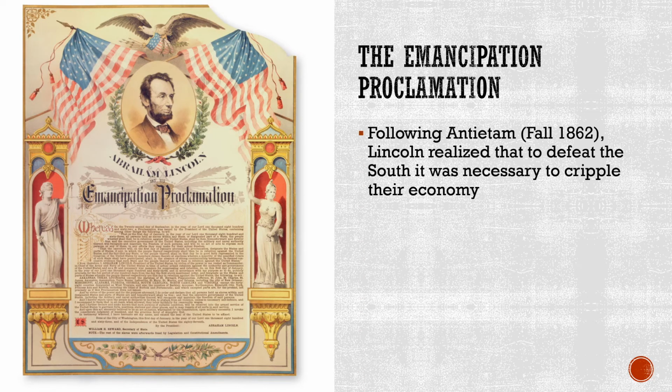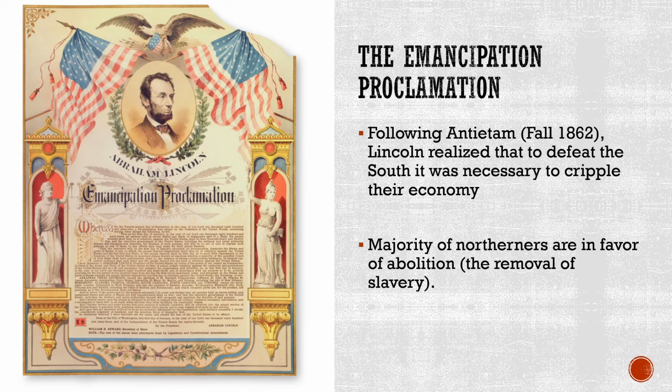So, following Antietam in the fall of 1862, Lincoln realized that to defeat the South, it was necessary to cripple their economy, right? So already we're almost a year into the conflict, and realizing, okay, this isn't going to be a short-winded thing. We've got to do something to get back at them. Maybe we should be following the Anaconda Plan like Winfield Scott originally suggested, and the Union will be doing that. But first, Lincoln's going to be issuing this.